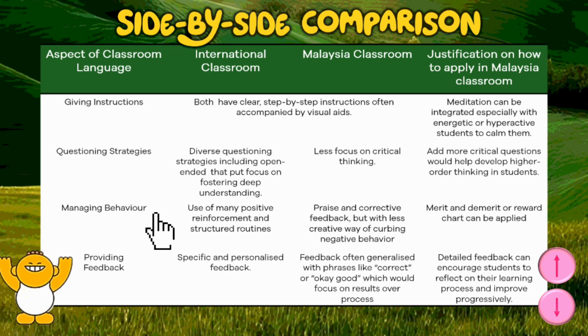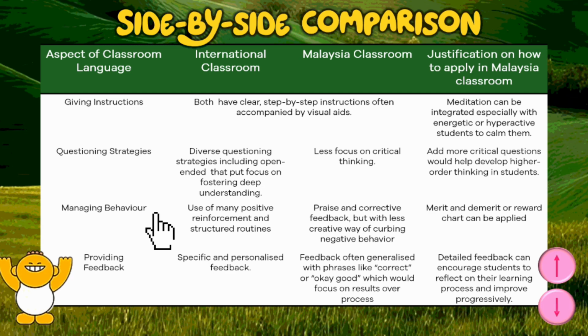The third aspect would be managing behavior. International classrooms use many positive reinforcement and structured routines, same as Malaysia. But Malaysia has a less creative way of curbing negative behavior, which is calling out the name and then glaring or giving them the specific look. It works, but it doesn't quite keep up to date with our modern world or pedagogy.